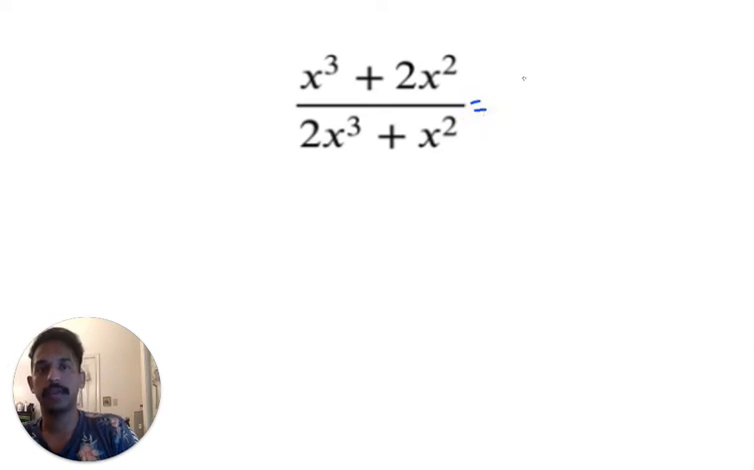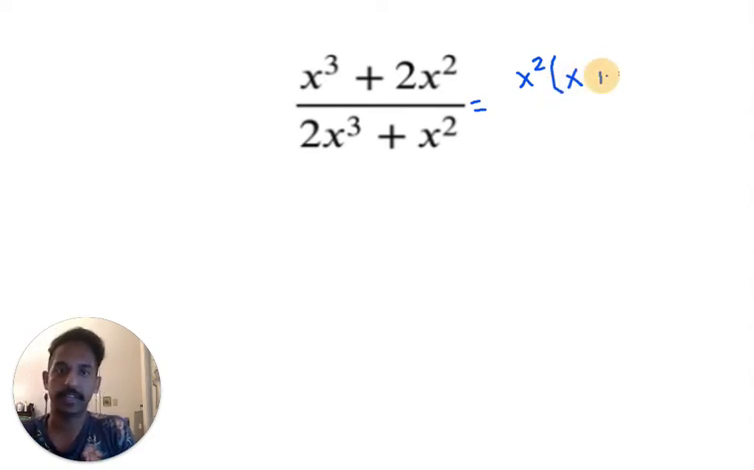I'll take out the x squared, doing the distributive property backwards. So when I take out an x squared from x cubed, that just leaves me with x. And then 2x squared, if I take out an x squared, that's just going to leave me with 2. Plus 2.